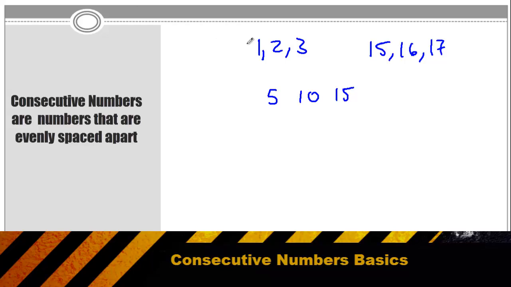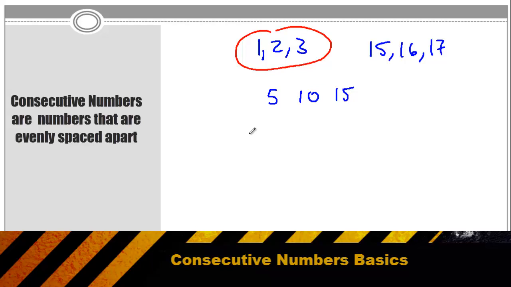If the problem doesn't specify whether it's a list of consecutive even or odd or different multiples, you can assume consecutive just means each number is in the counting order and one apart. There are two basic concepts you have to know with consecutive numbers. The first is how to describe these numbers algebraically.